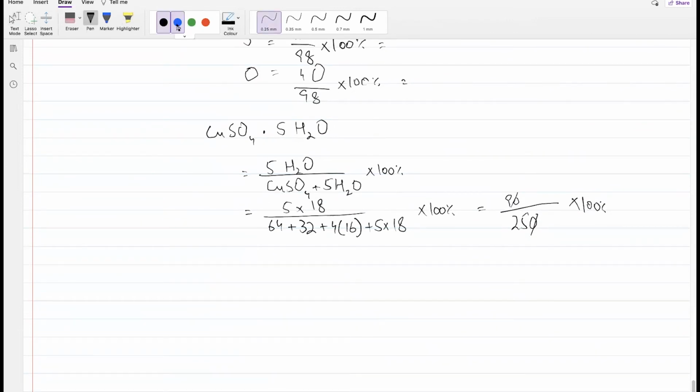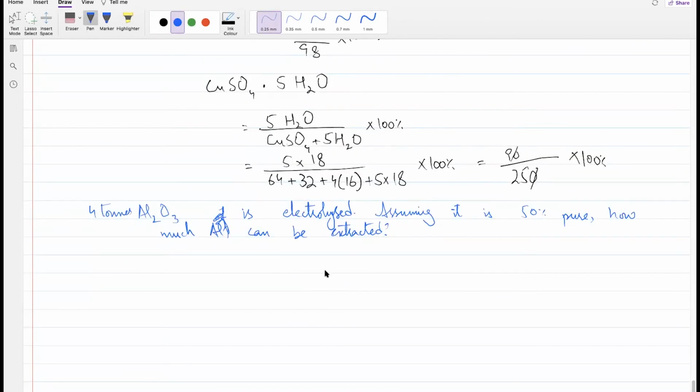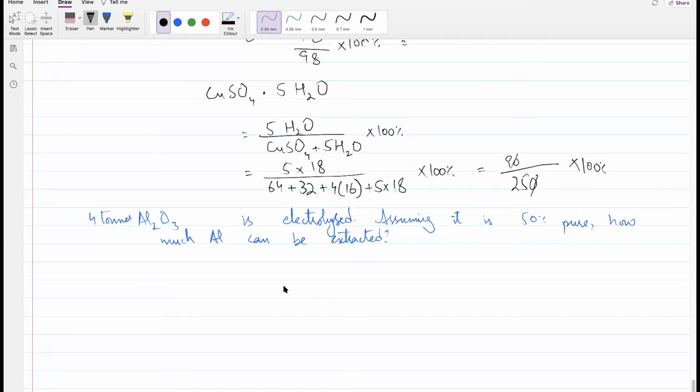For example, here's a question. 4 tons aluminum oxide is electrolyzed, which means it undergoes electrical breakdown. Assuming it is 50% pure, how much aluminum can be extracted? So for this, I will try to figure out, पहले तो मैं देखता हूँ कि इसमें से एल्यूमिनियम 100% प्योर एल्यूमिनियम का रोल is there. Aluminum oxide is Al2O3, where total we have 2 aluminum and 3 oxygen. 2 times 27, and oxygen is 3 times 16. That is the role of oxygen there.